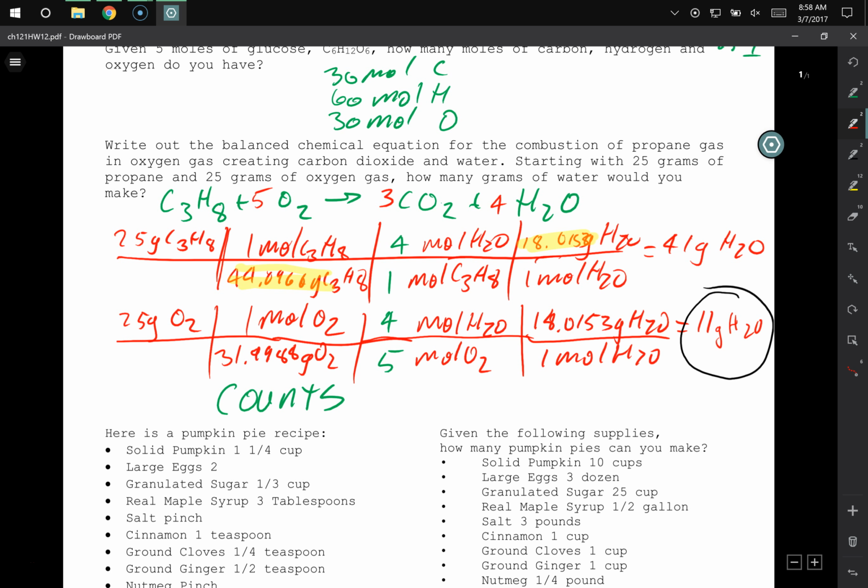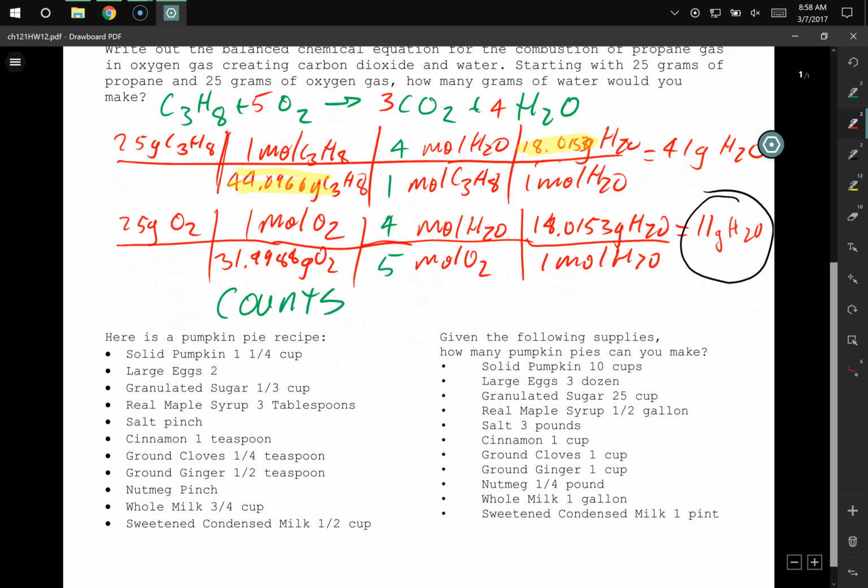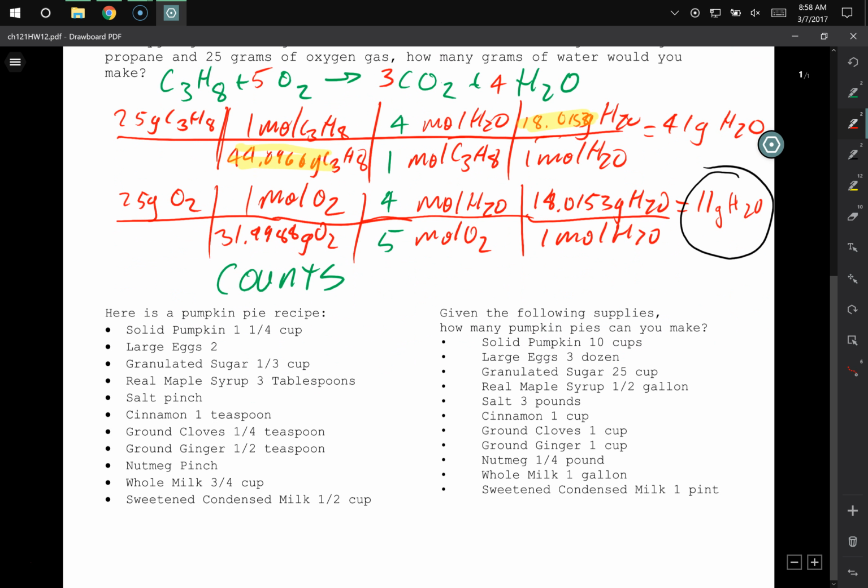All right, this last one. So what is the point of this question? This is a limiting reagent problem, right? So in this case, what's the limiting reagent? The sweetened condensed milk. I've got a pint of this stuff, and if you look up the unit conversions for it, a pint is what? 2 cups. So how many pies can I make with sweetened condensed milk? I can make 4 pies.